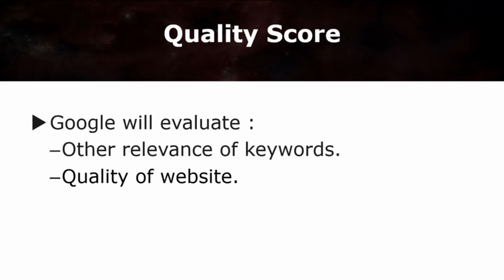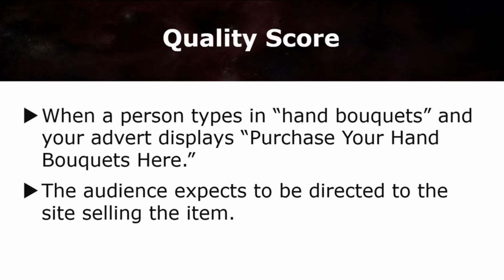Now, let's look at the quality score. Before your keywords can reach the results page, Google will evaluate the relevance and the usefulness of your selected keywords for ads. This is to ensure that your keywords are relevant to the users. Google also looks into the quality of your website. For example, if the user types in hand bouquets and your advert is "Purchase your hand bouquet here," once they click on your ad, they would expect to be directly led to a website selling hand bouquets and not a generic homepage, which is not good enough and it's not what the user wants.